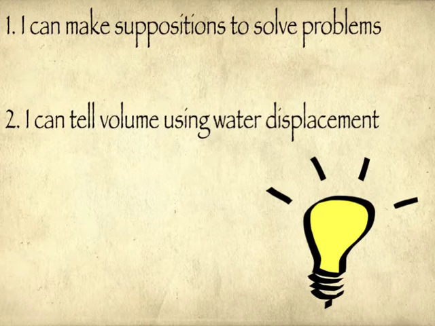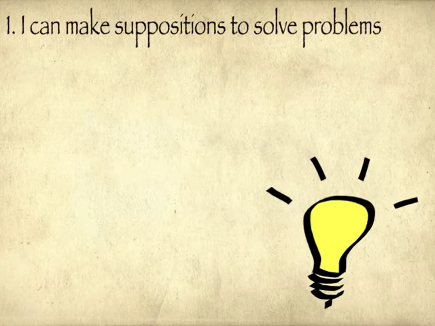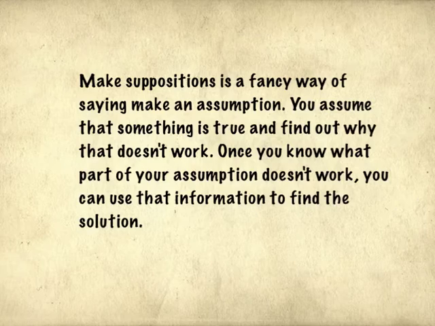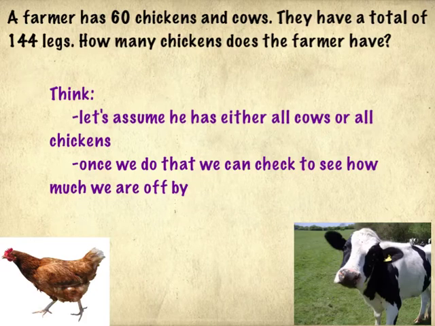Today we're going to discuss how to make suppositions to solve problems and how to tell volume using water displacement. Let's start by talking about making suppositions. Making suppositions is just a fancy way of saying that you're making an assumption. You assume something is true and you find out why it doesn't work. Once you know what part of your assumption doesn't work, you can use that information to find a solution.